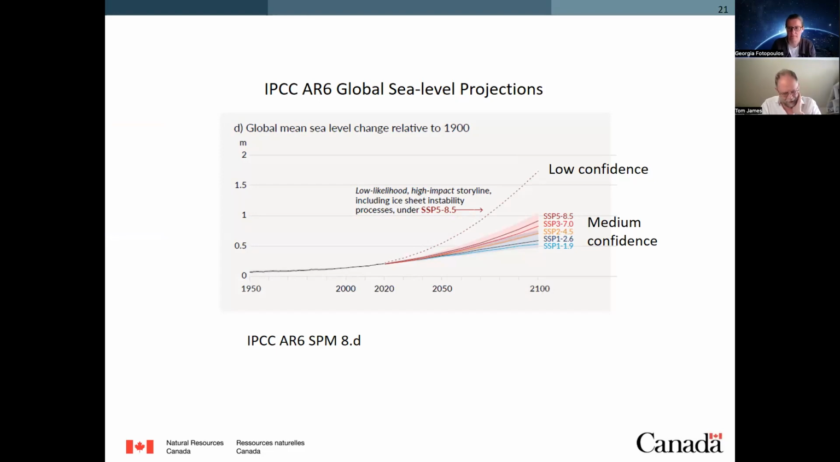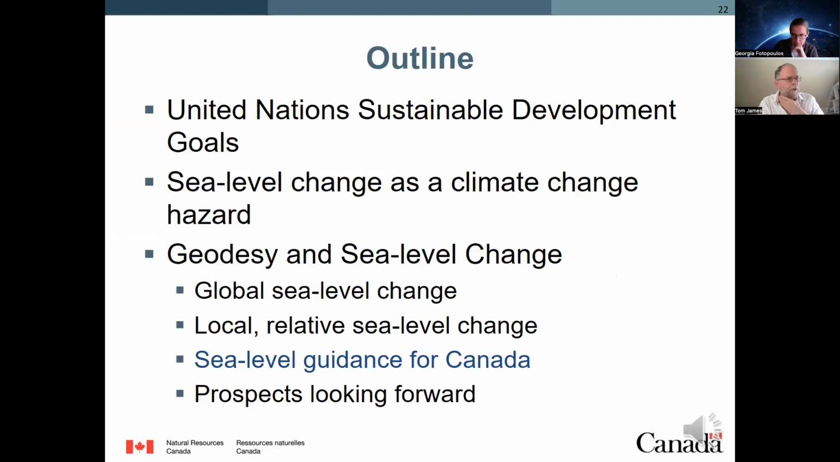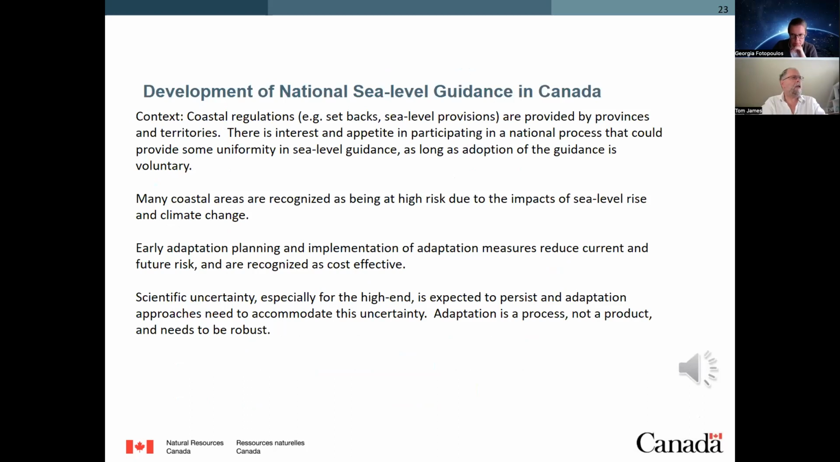This has been known for quite some time. It's been incorporated into national guidance of different countries in different ways, sometimes attaching a lot of weight to this kind of information, in other countries, other situations, taking much more of a wait and see attitude. But it's because of this low confidence but high impact possibility that the development of guidance seems like an important thing to do. So now let me talk about this sea level guidance for Canada.